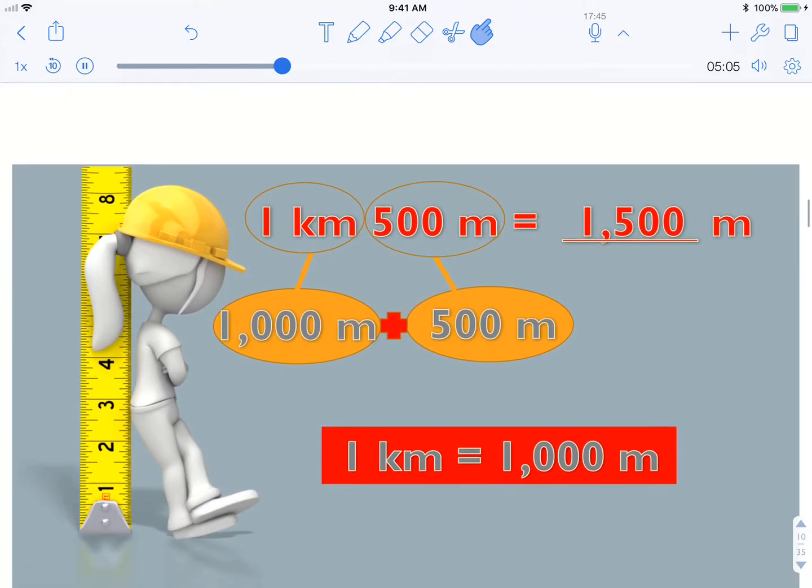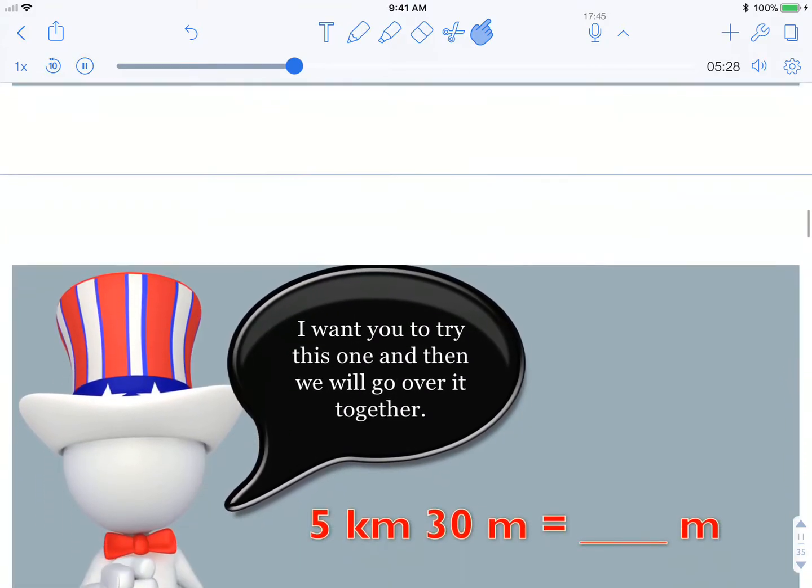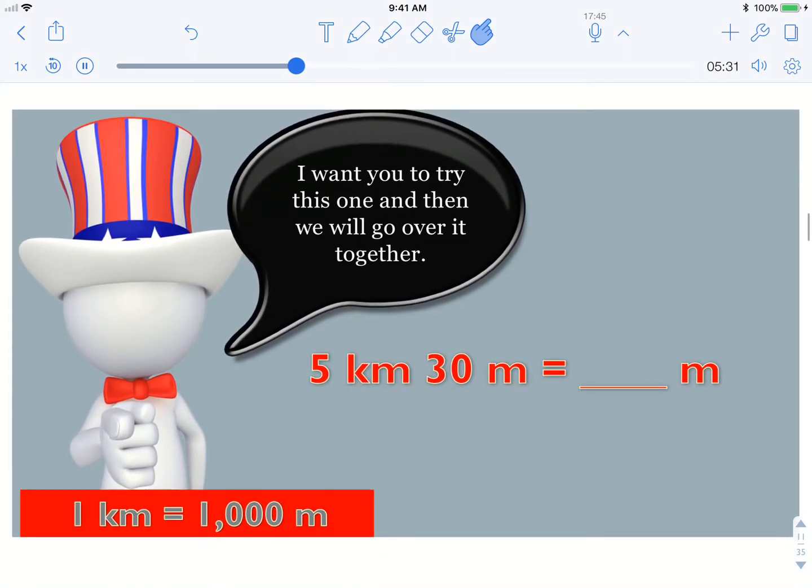Okay, let's move on to the next slide and see if we're correct. Yes. 1 kilometer, 500 meters is also the same as 1,500 meters, because remember, 1 kilometer equals 1,000 meters. Let's look at the next one. I want you to try this one and then we will go over it together.